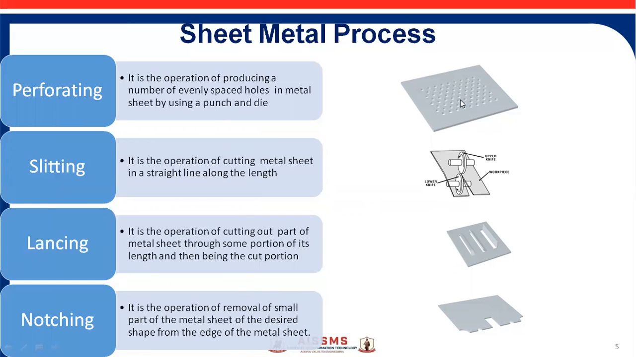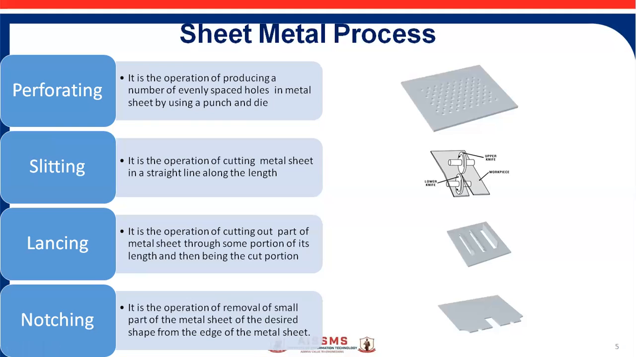Then slitting is the operation of cutting a metal sheet in a straight line along the length, and there are two parts, an upper blade and a lower blade. It is operated only in a straight line. Then lancing is the operation of cutting part of the metal sheet through some portion and bending it. One good example is the mosquito stand, generally used for domestic purposes.